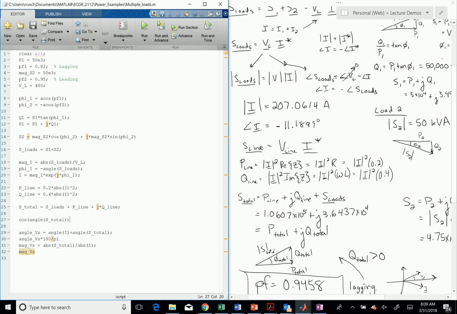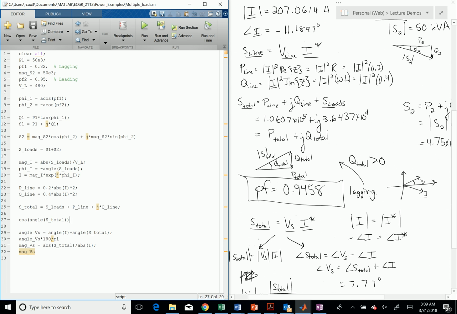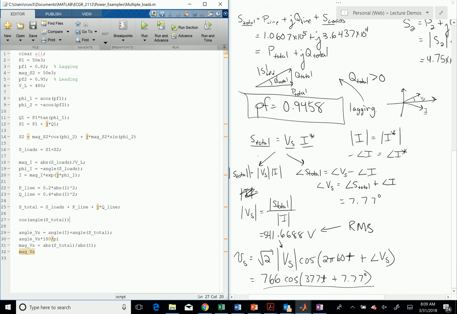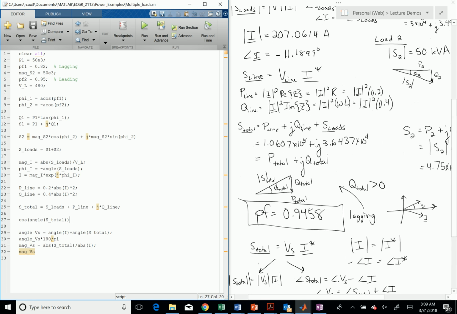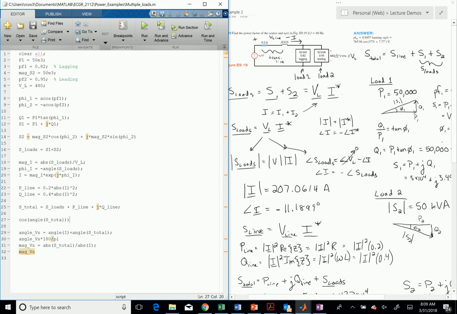So it's not surprising if I look at this that the RMS value of the source is about 541. In other words, the RMS value of the source is a little bit higher than what the load voltage is, and it kind of has to be because of that loss through the transmission line. All right, so if you go through this problem, hopefully it's another good example of how to approach these sorts of problems.